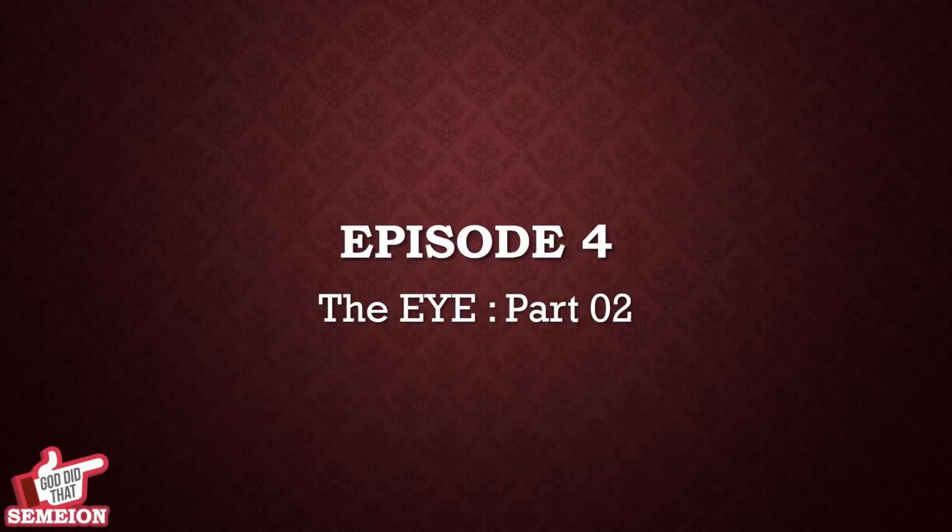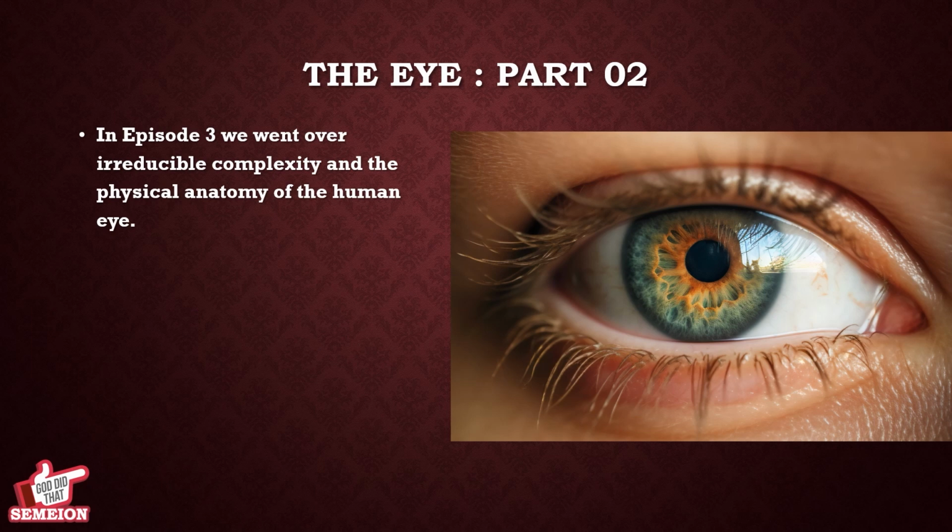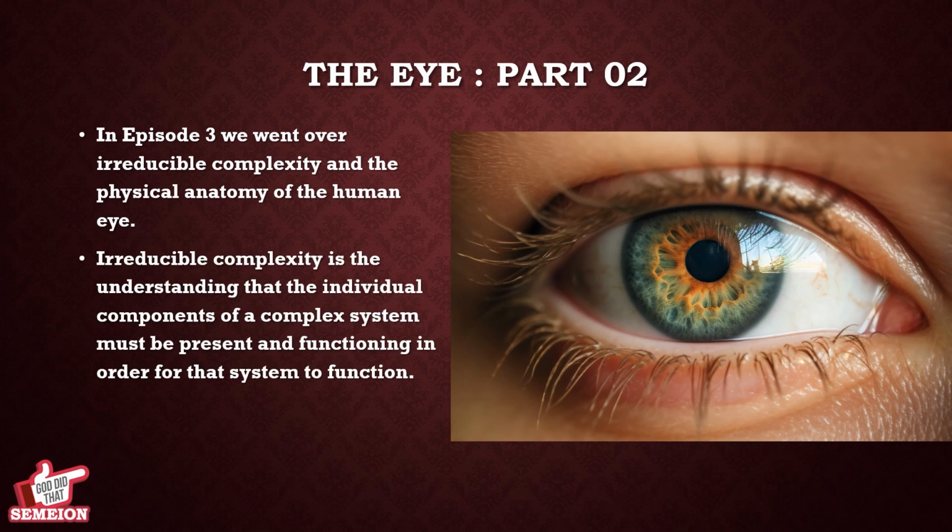Episode 4, The Eye, Part 2, The Brains Behind What You See. In Episode 3, we went over irreducible complexity and the physical anatomy of the human eye. And I know we went over a great deal of detail on the anatomy, and I'm sure that some of the eyes in the audience glazed over as we ran through it. But each part is very important to the functionality of the whole.